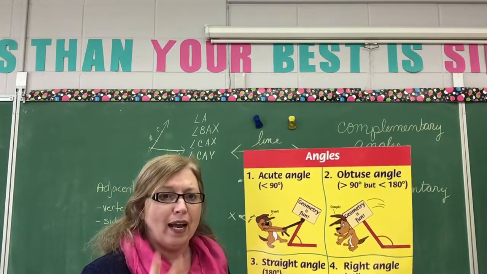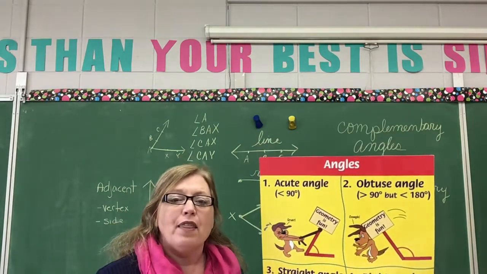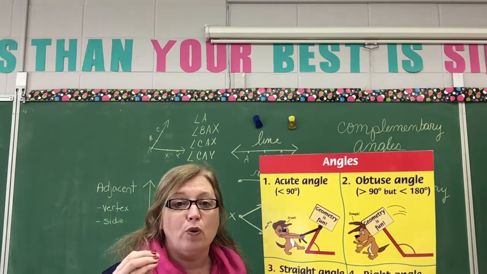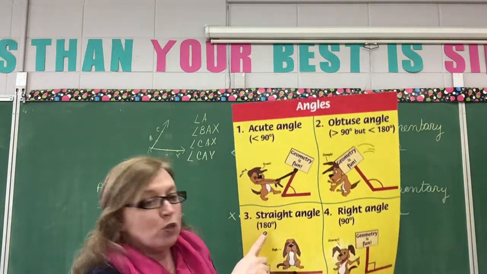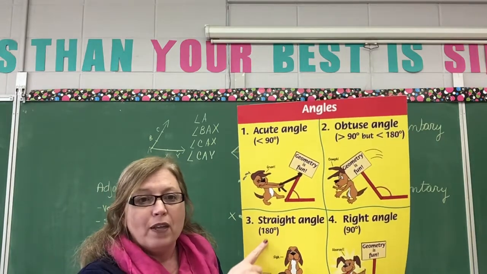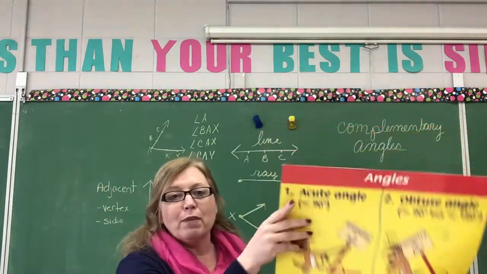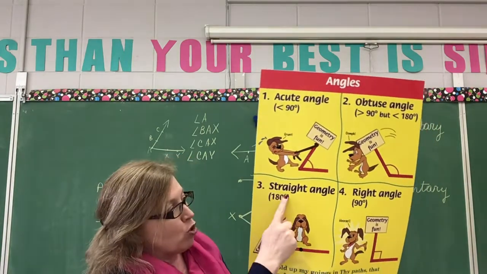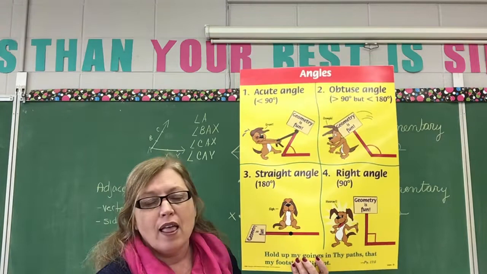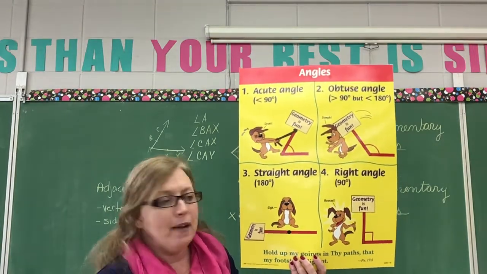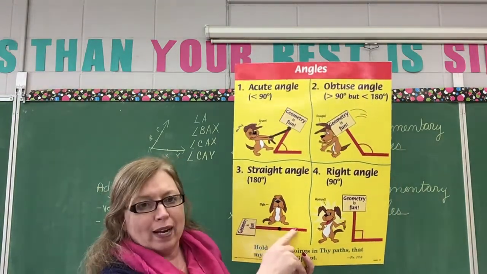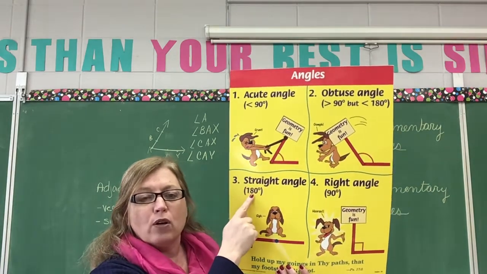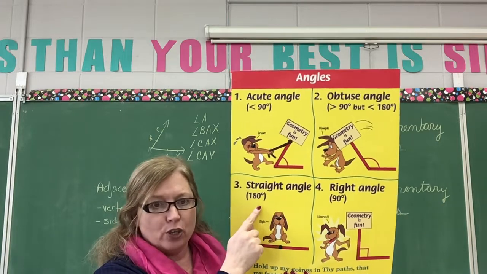There are 2 more angles that I want you to know. That is because these 2 angles are very easy for us to identify. The first one is called a straight angle. A straight angle will always measure exactly 180 degrees. A straight angle is nothing more than a line. Okay? It's a straight line, hence why we call it a straight angle. A straight angle is 180 degrees.